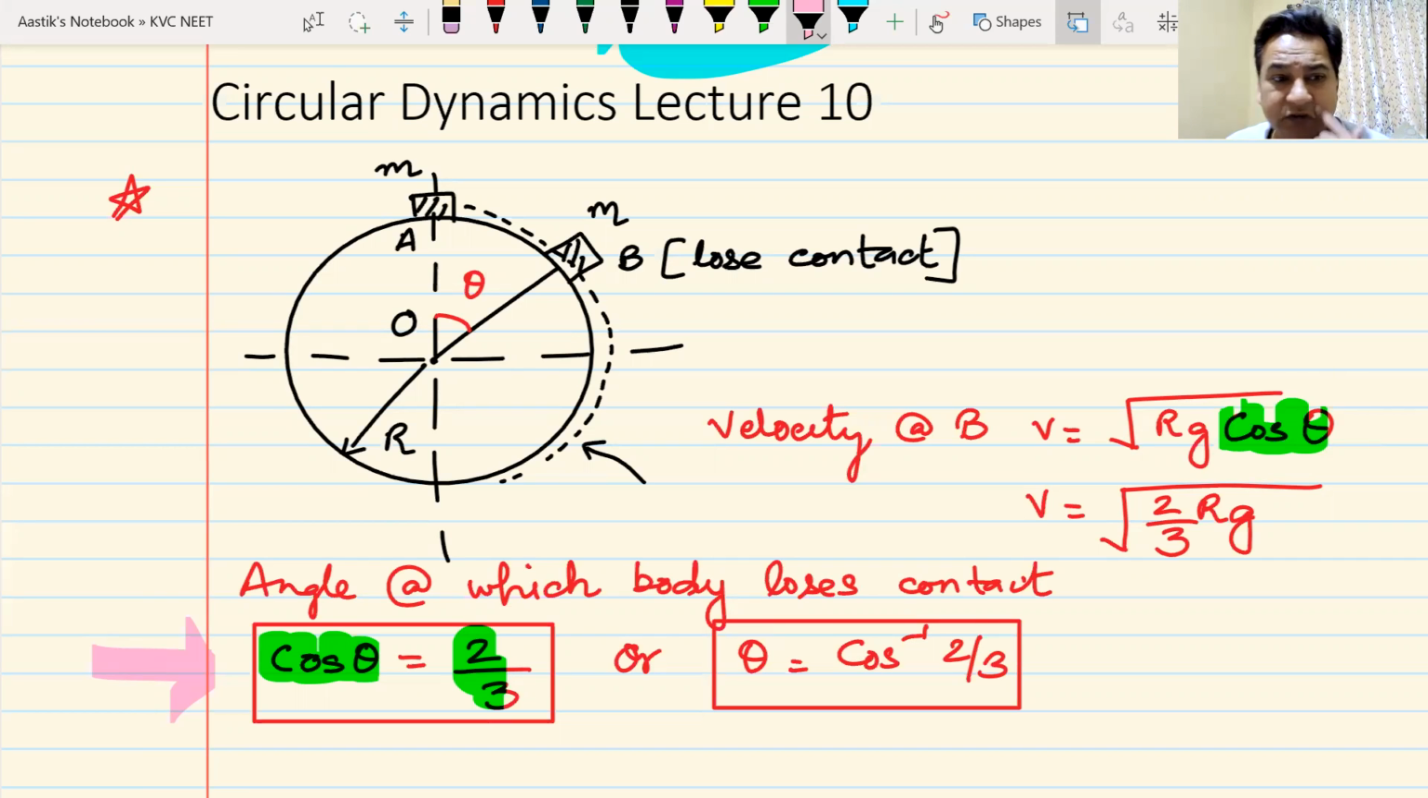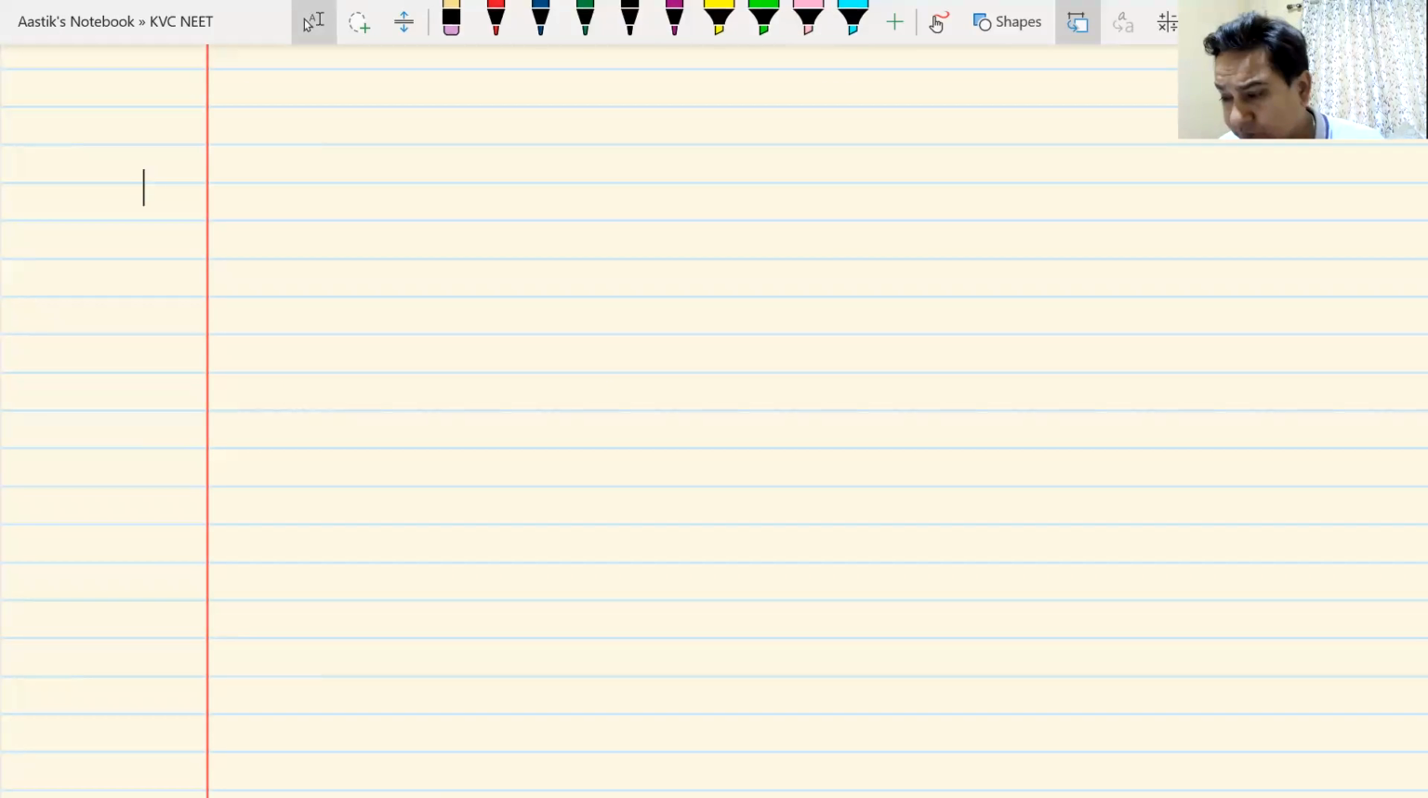I hope everyone has noted down the formula. Let us move ahead and move on to the next heading, motion on a circular track.